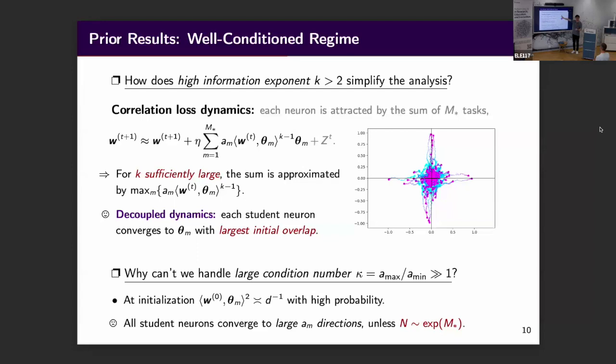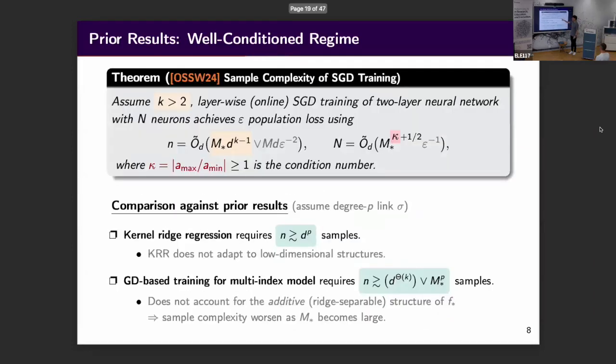So this is an artifact of the correlation loss analysis, because basically all the neurons will be attracted to the big components unless I have exponential width. And this is reflected in the condition number dependence in the width. So if the condition number is large, you pay super polynomial compute.